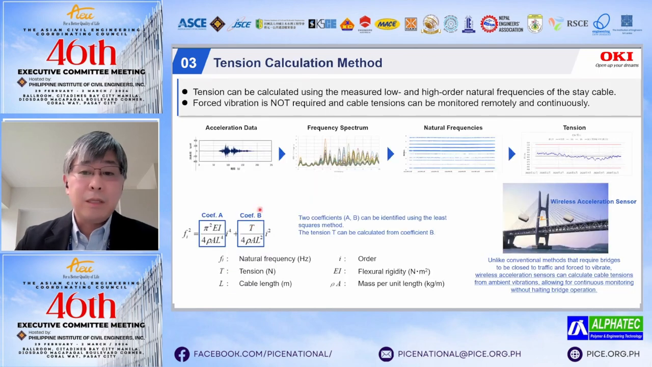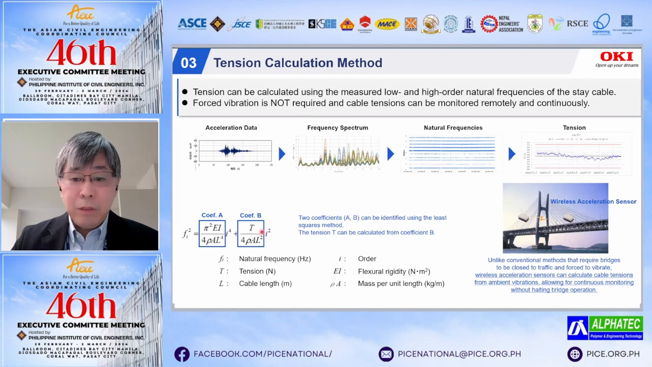This slide explains how tension can be calculated using the higher-order vibration method. The stay cable's natural frequencies are determined using acceleration data from the sensor. The left equation illustrates the correspondence between natural frequency and tension. By applying the measured natural frequencies to this equation, we can estimate the tension of the stay cable.